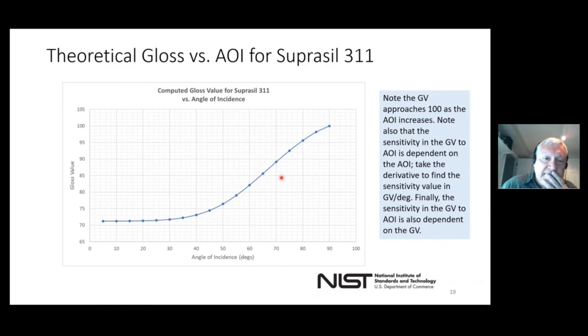At 60 degrees, the sensitivity is about 0.66 gloss units per degree. So if you know the angle of incidence, say to only a couple tenths of a degree, then you can expect an error of about a tenth of a unit of gloss for this sample. And also, the sensitivity is dependent on the gloss value itself. So the uncertainty component associated with the angle of incidence is a function of the gloss value, which is important if you want to calibrate it.